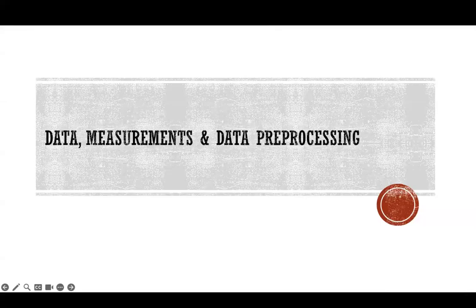Hello and welcome. One of the important things we do as part of data mining is to ensure that the data has been cleaned and pre-processed. That's something we need to do for every data mining project. Hence, this lecture discusses data measurements and data pre-processing.